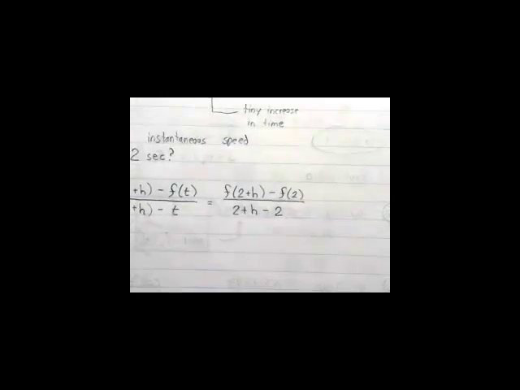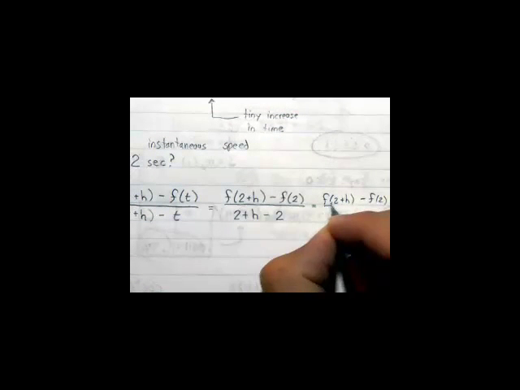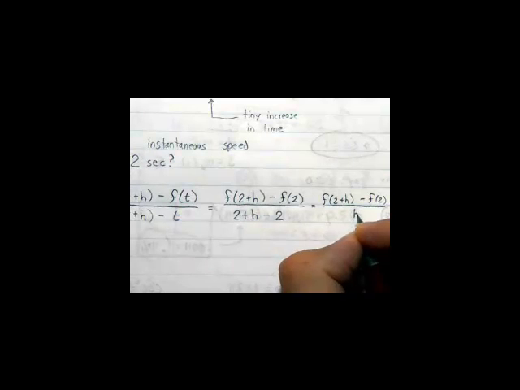Okay, so that's where I'm at right now in doing this calculation. And the denominator, 2 plus h minus 2, that simplifies, right? What do we actually have in our denominator then? h. Okay. So f of 2 plus h minus f of 2, divided by h.